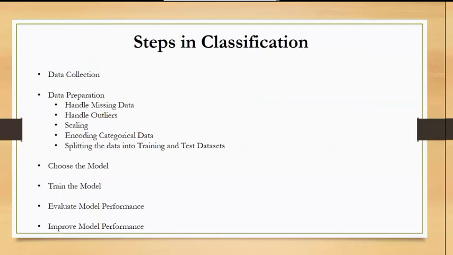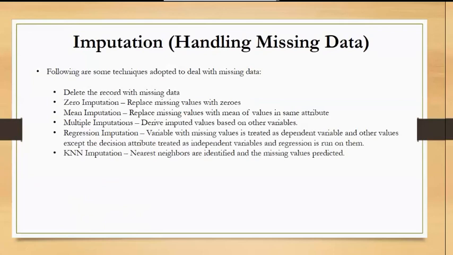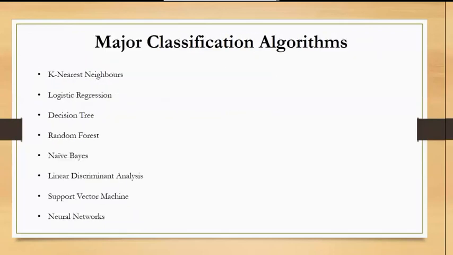Next, there are a few ways you can improve the model performance, which we shall see in some time. Now let's look at some major classification algorithms. These are a few major ones: KNN, logistic regression, decision tree, random forest, naive Bayes, LDA, SVM, neural networks, etc. We shall not be going into detail on all models. We'll just be focusing on k nearest neighbors, decision tree and random forest in detail in this tutorial.